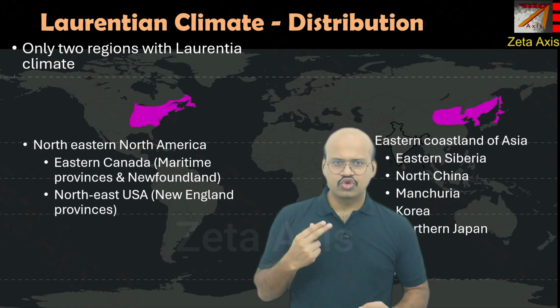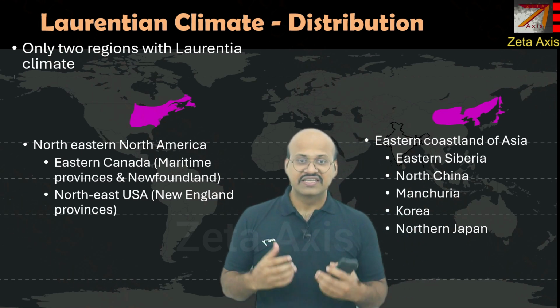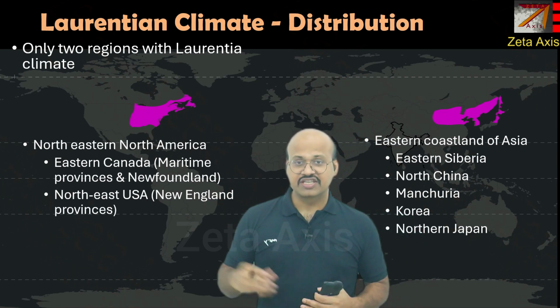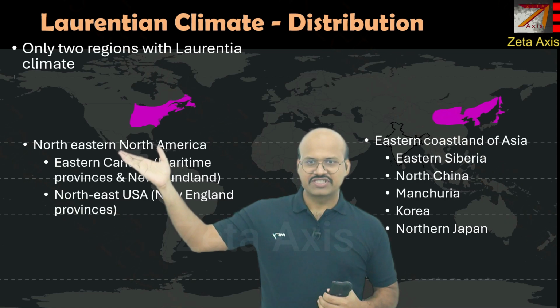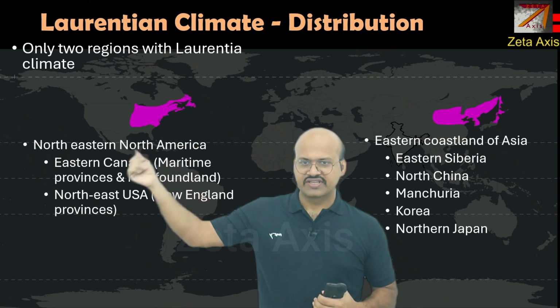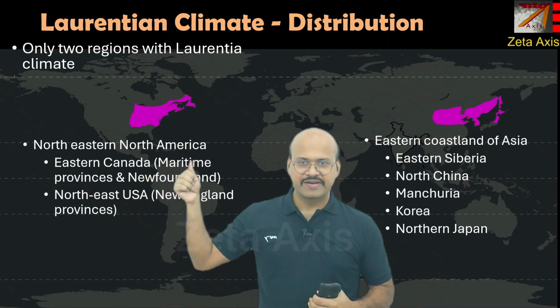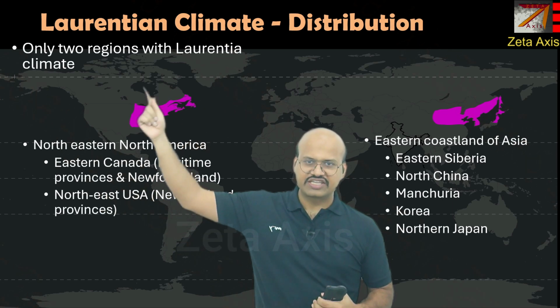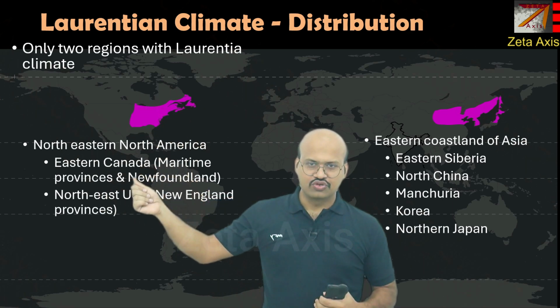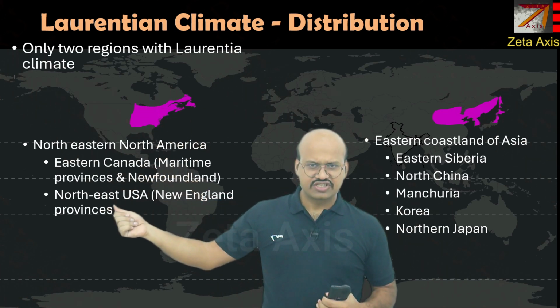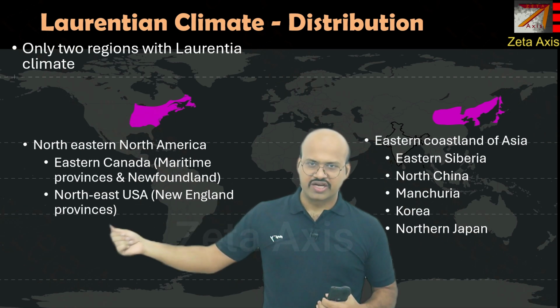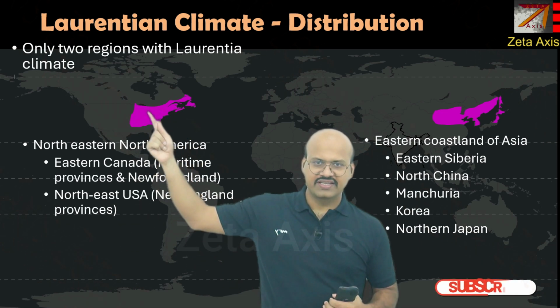Now there are only two regions in the world which experience this type of climate. The first is in North America. It can be seen in Canada as well as the USA. In Eastern Canada, specifically in the maritime provinces, which are the states of Canada in this region, as well as Newfoundland. And the Northeast US, that is the New England states, which are also located in this region.